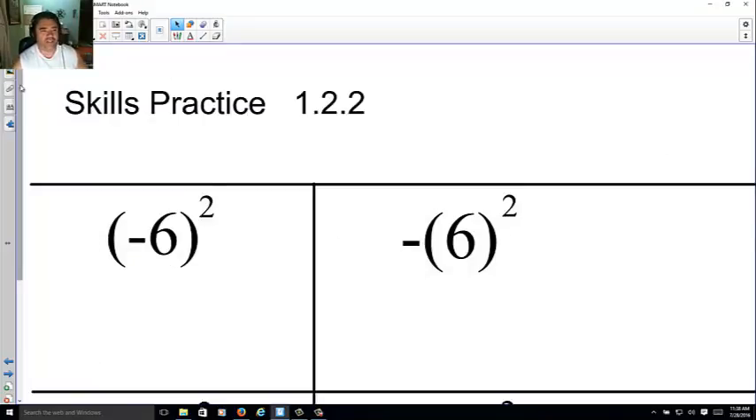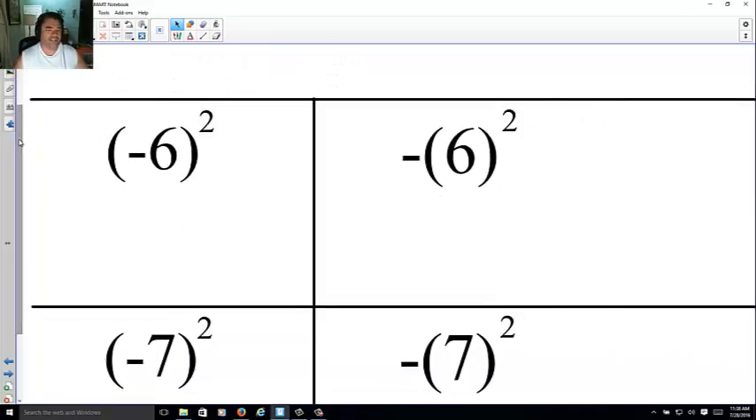That being said, try these skill practices. There are 4 skill practices. Go ahead and try to see what the answers will be at this time. Go ahead. Let's see how you did.